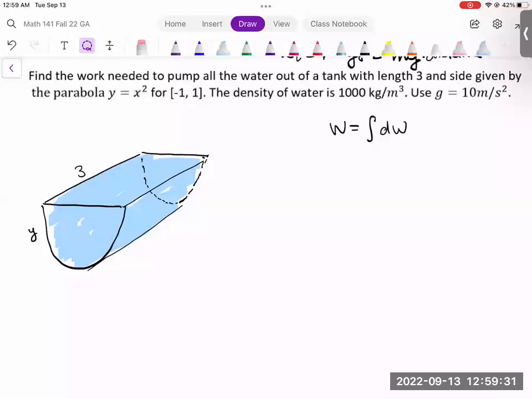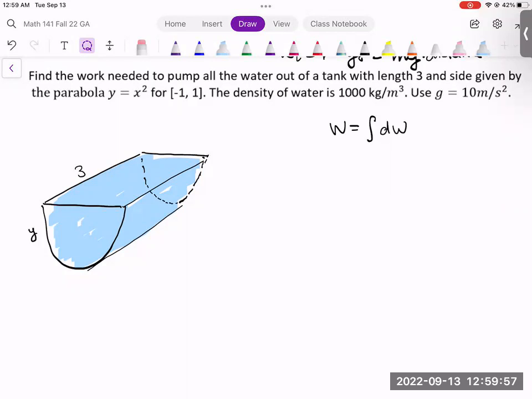The first example we're going to be thinking about is finding the work needed to pump all of the water out of a tank. If this tank has length 3 and a side face given by this parabola y equals x squared for x between -1 and 1, we're going to use that the density of water is 1,000 kilograms per cubic meter and that gravity is 10 meters per second squared.